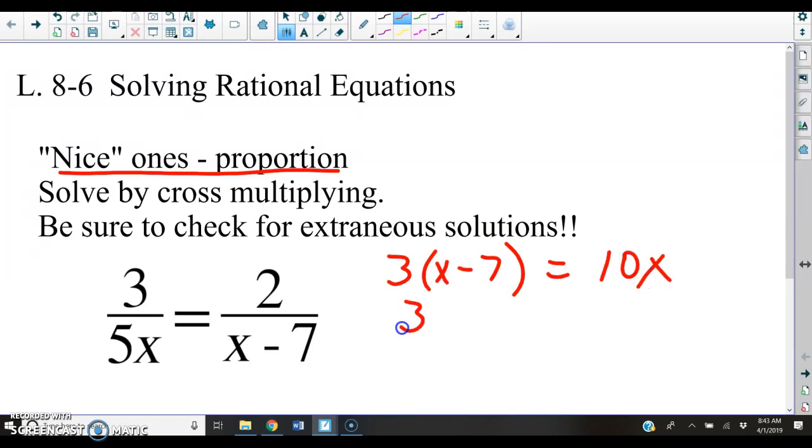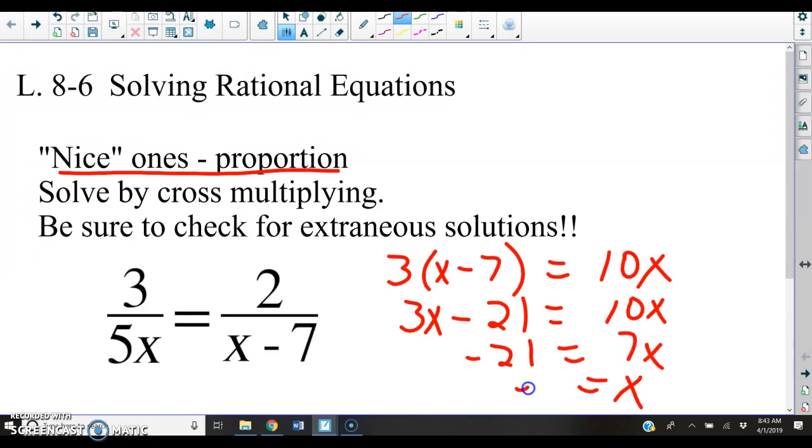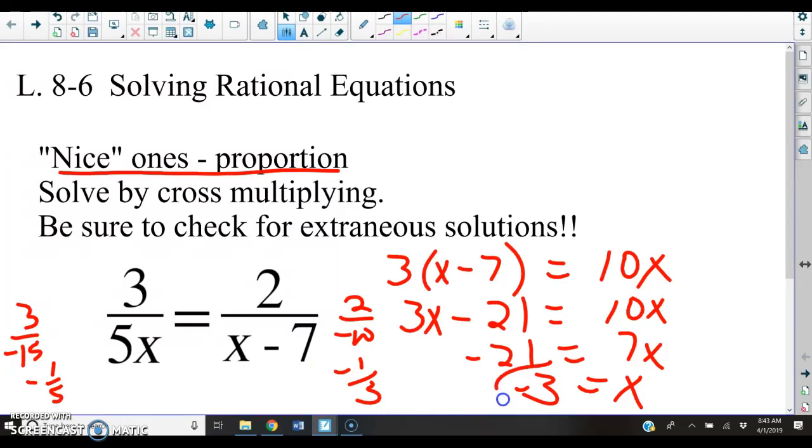Okay, so this one isn't going to be too difficult, and yes, they are contrived, so they work out pretty nice. So we'll get negative 21 equals 7x, x equals negative 3. Please remember to check for extraneous solutions. Here we'll get 3 over negative 15, so negative 1/5. And here we'll have 2 over negative 10, so that's also negative 1/5. Negative 3 is a fine solution.